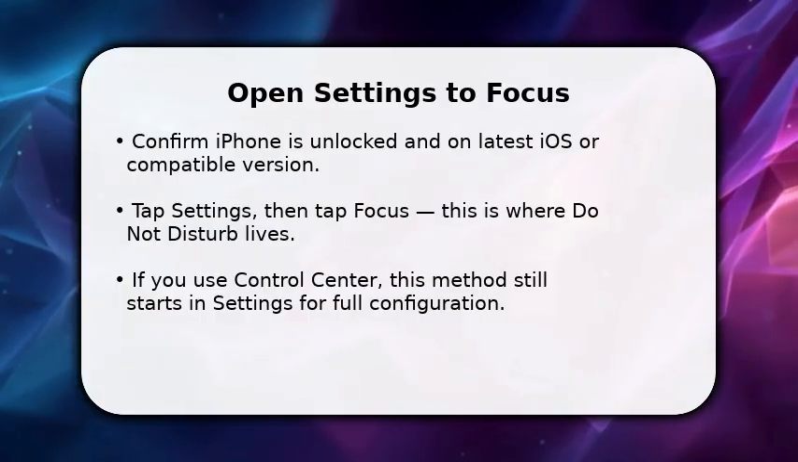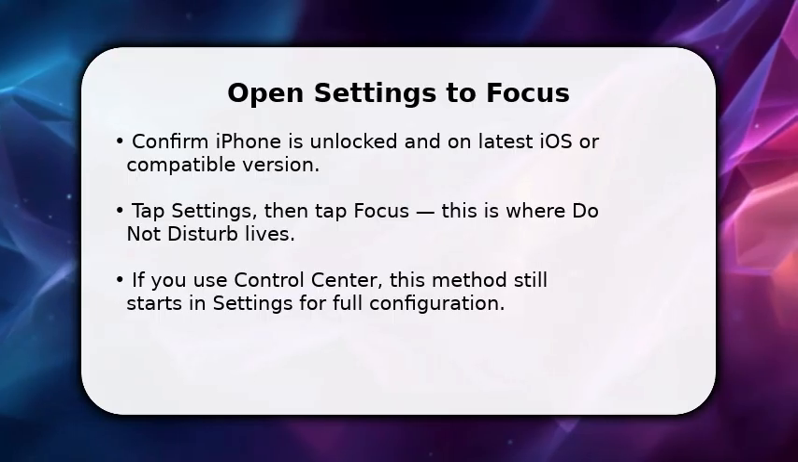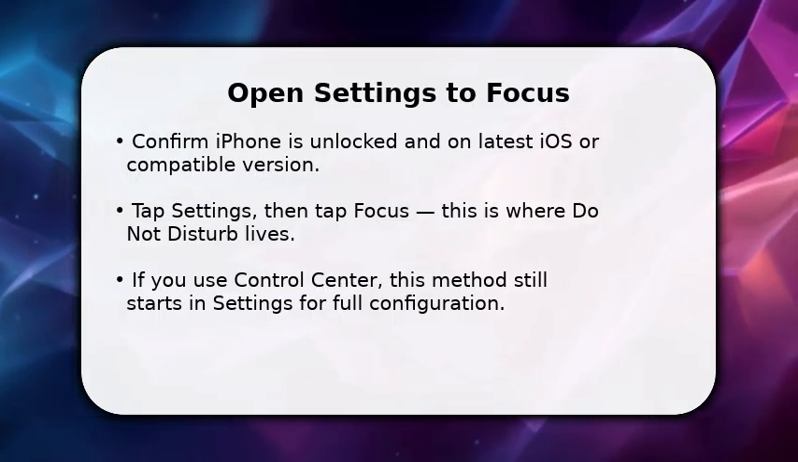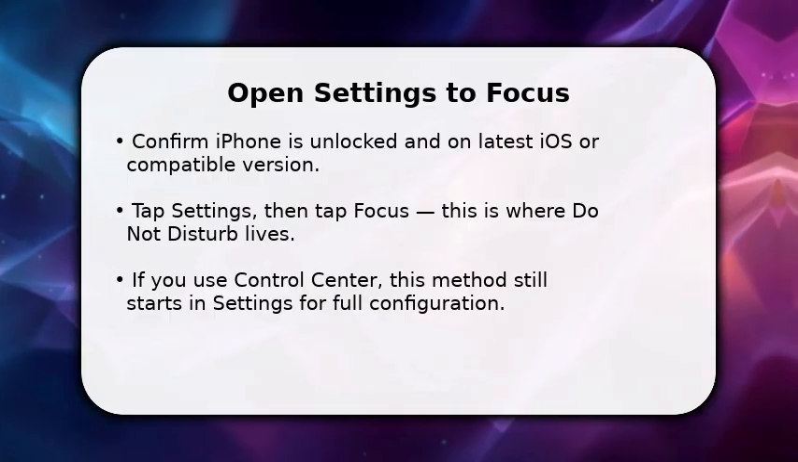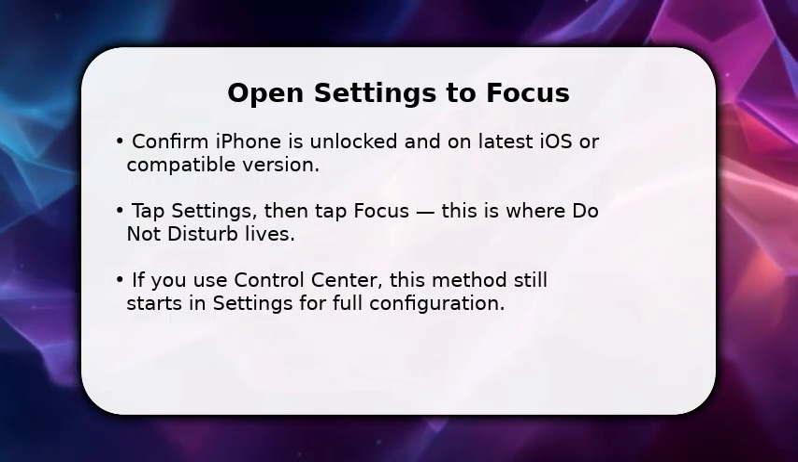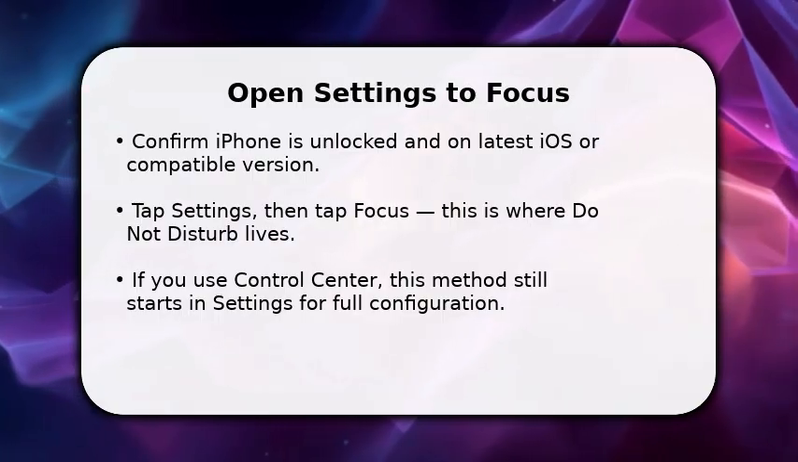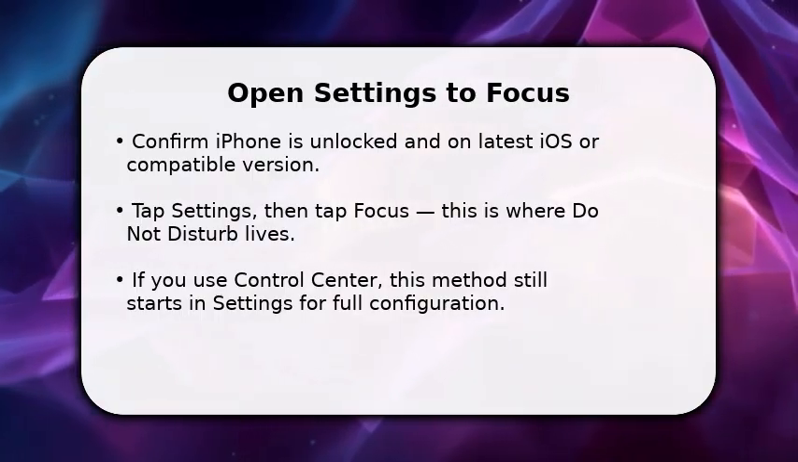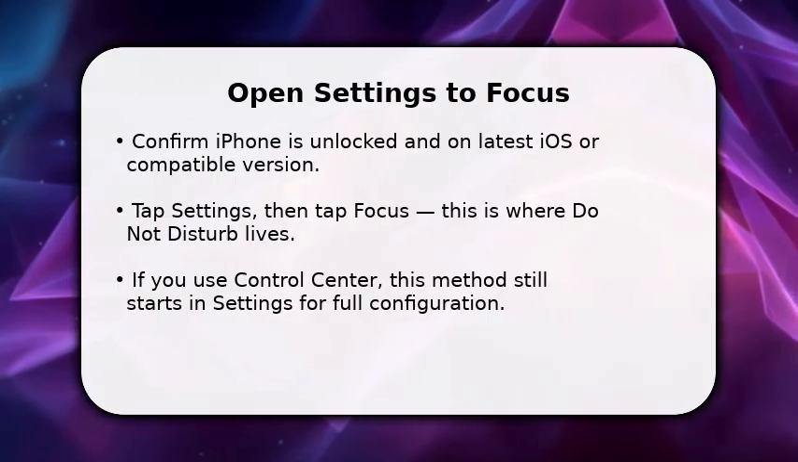You start inside Settings because Do Not Disturb is part of Focus. You've unlocked the phone, now tap Settings, then tap Focus. Once there, you'll see Do Not Disturb listed. Don't swipe into Control Center yet. This path gives full control over silence, allowed people and apps, and schedules.